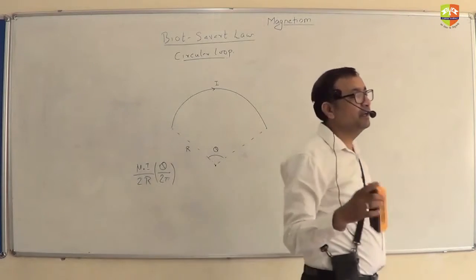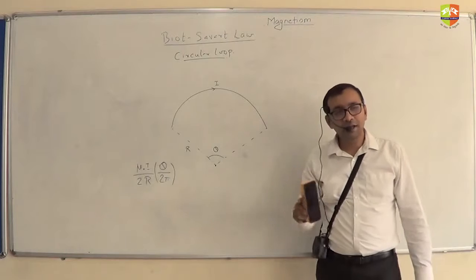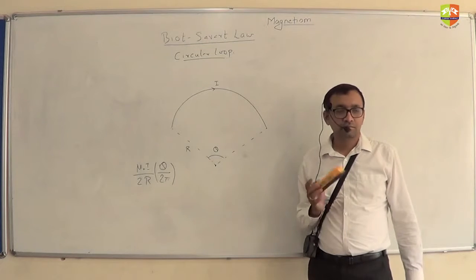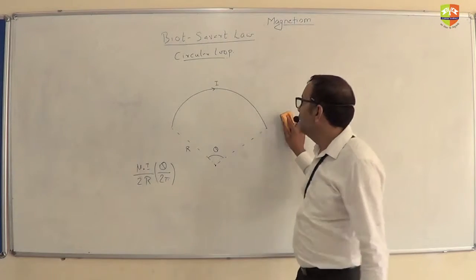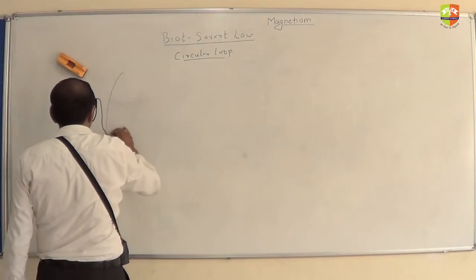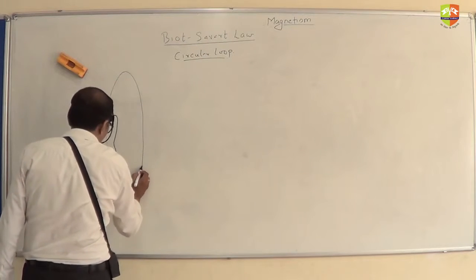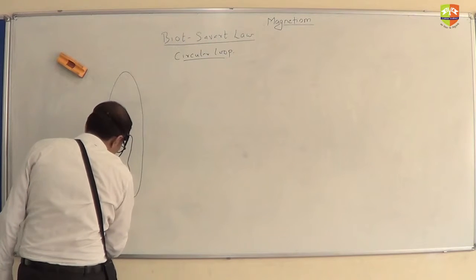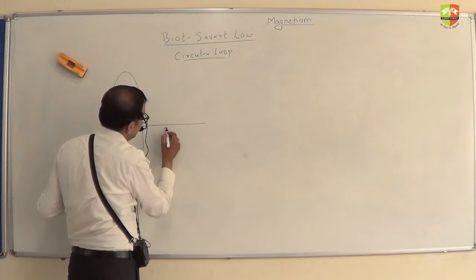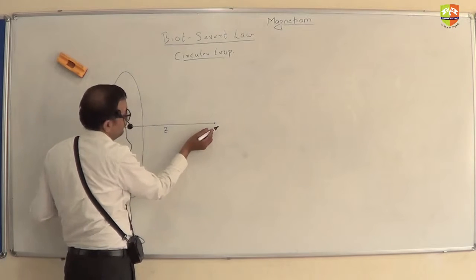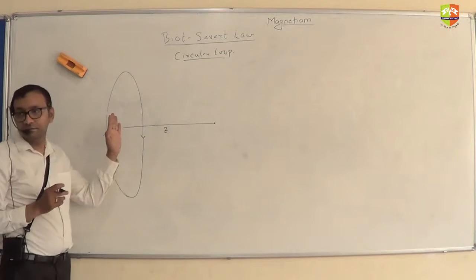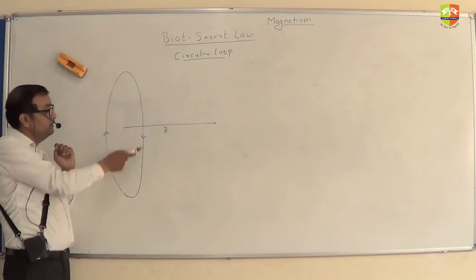Now let us try to find the magnetic field due to a circular loop along the axis, at a distance z from the center. The earlier case was exactly at the center. Now our loop is circular only. This is the loop, all of you draw this. This loop is perpendicular to the plane, at a distance z away. You have to find the magnetic field at this point. Current is flowing like this; it comes out like this and goes in like that.